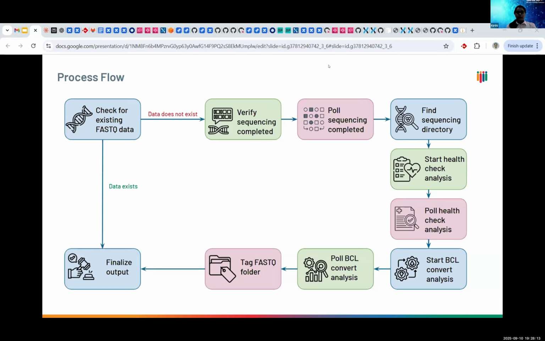Then we poll for that health check analysis to complete and then start what is called the BCL convert. That is the demultiplexing step. This demultiplexing converts the BCL files into the FASTQ files, and we poll for this analysis to complete. And then finally, when we have the FASTQ files as a result, we tag those FASTQ file folders so that any downstream tools or analysis can find them and use them very easily. After which we say that these are the outputs and these are the places they are presented, and we finalize that output.